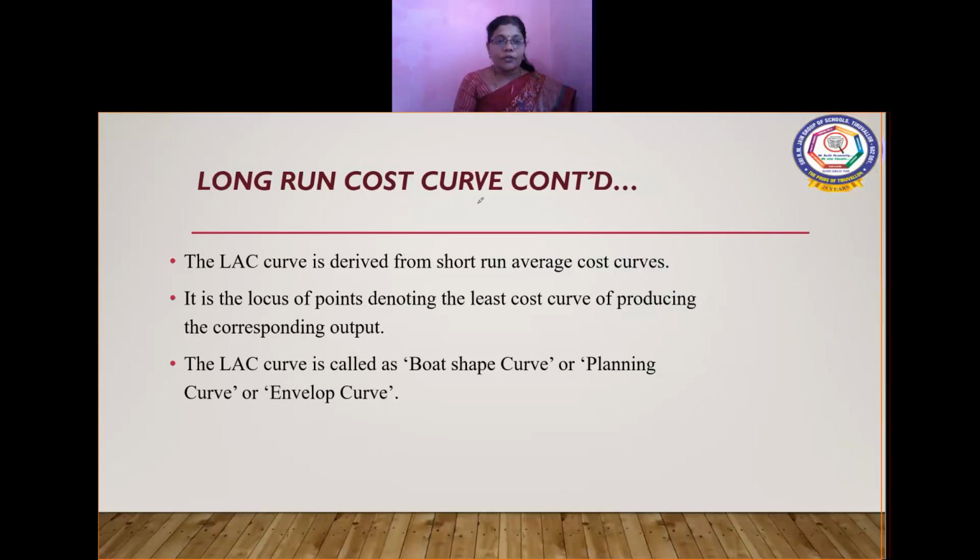So as I told you, the long run average cost curve is derived from the short run average cost curve. It is the locus of points denoting the least cost curve of producing the corresponding unit. So the LAC curve, this long run average cost curve, is also called the boat shape curve, planning curve or envelope curve. These are all the other names for the long run cost curve.